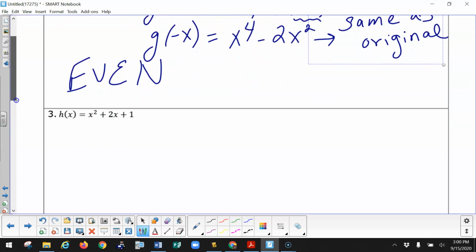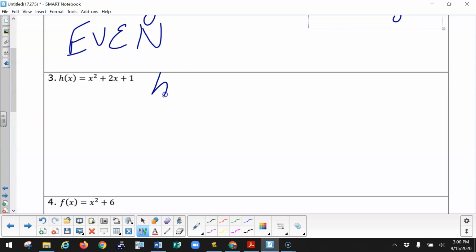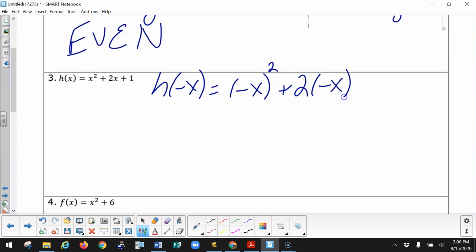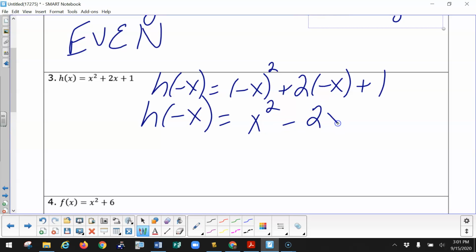And then the last example that we did for class was number 3. Again, plugging in negative x for all your x's, and then simplify. Negative x to an even power goes positive. 2 times negative x is going to give me negative 2x. And then my positive 1 is going to retain its sign since it doesn't have a variable with it. And as you can see, we had one sign flip and 2 signs that did not. So this is neither.